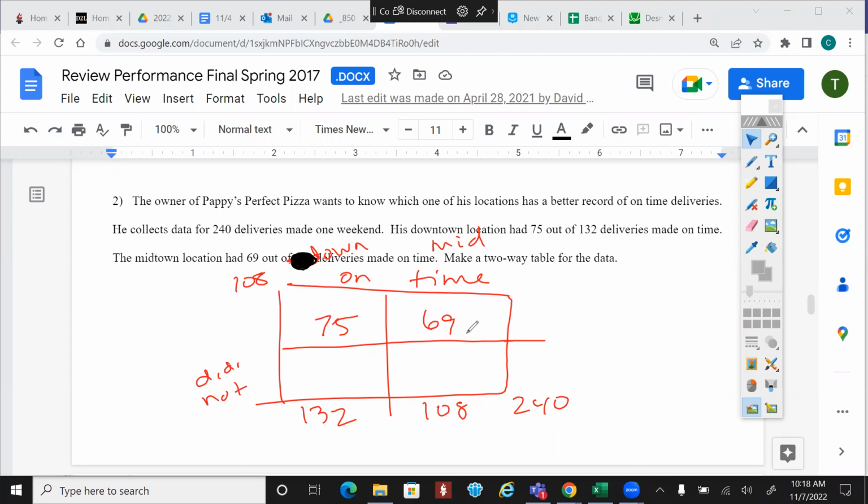Okay, so if I took 108 and I subtracted 69 from it, what would I get? And then if I took 172 and subtracted 75, what would I get? 57. Yeah. 132. Yep. Okay, so then 75 plus 69 would give me what? 144. And then 57 plus 39 would give me what? Okay. No, not 196. 96. Cool. Listen, it's been a long day. Okay, so this would be my two-way frequency table.